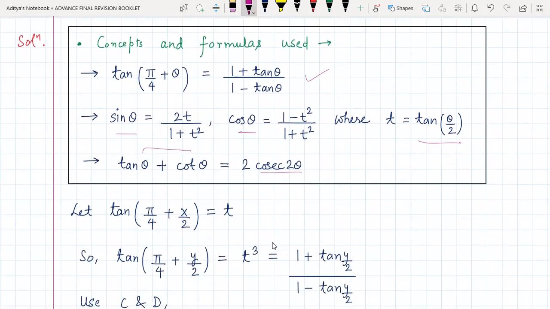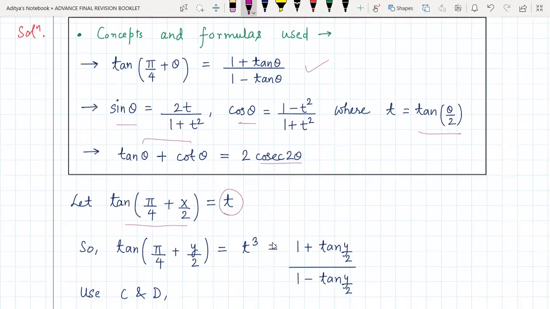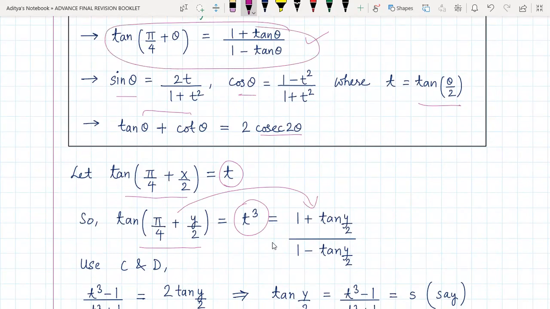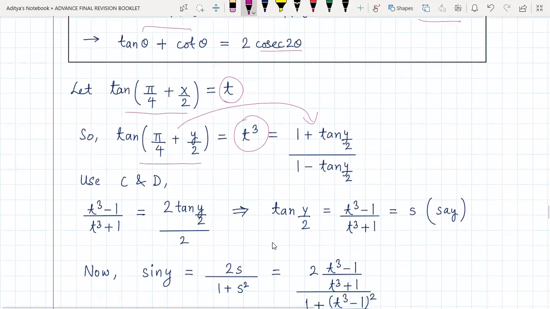Now what I'm doing is I'm letting tan of pi by 4 plus x by 2 as t, right? So it is very clear to us that tan of pi by 4 plus y by 2 is given to be t cube, right? But this I am opening up like this. I have used the very first identity. So I've opened this up and written as 1 plus tan y by 2 upon 1 minus tan y by 2. We are now going to use componendo and dividendo to get this expression.